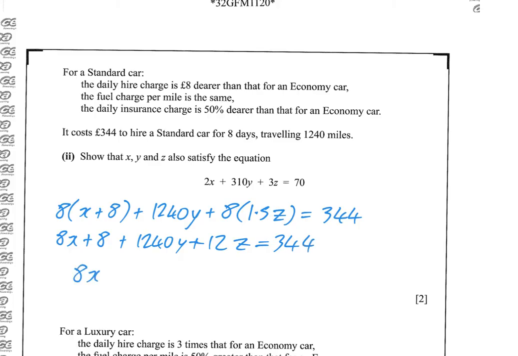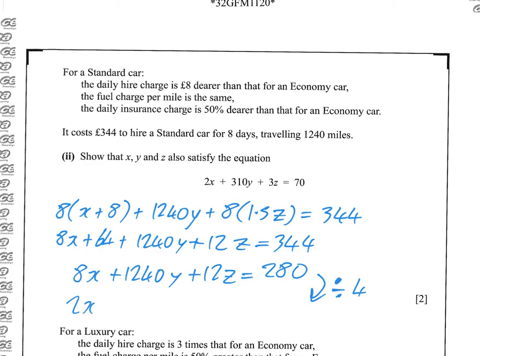And then that becomes 8x plus 1,240y plus 12z is equal to, bring the... what am I bringing across here? Oh, it's 64, that should have been, apologies. Over here, that was 8 times 8. I forgot to multiply. It's 64, so bring it across, and that's going to be 280. And then if we divide through by 4, we're going to get the answer that we wanted, which was 2x plus 310y plus 3z is equal to 70 as required. So you know you've got your 2 marks.